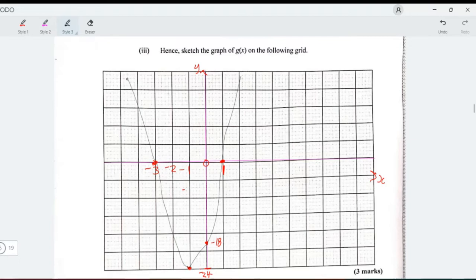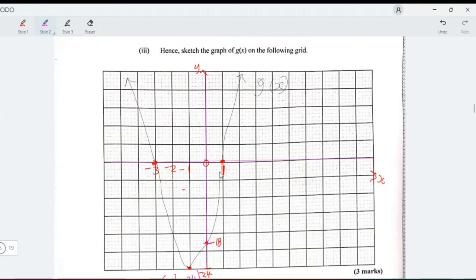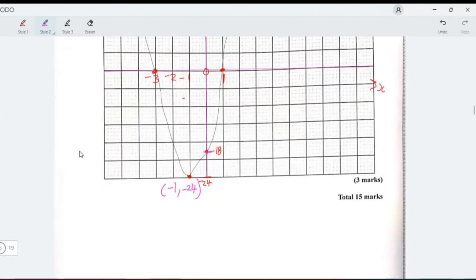I know my graph looks awful. I know it's awful. That's g of x. Just to show them, see here, this is the negative 1, negative 24. That's a turning point. The y-intercept negative 18, the roots negative 3, and positive 1. My sketch is awful, but make sure yours is better. Cool.